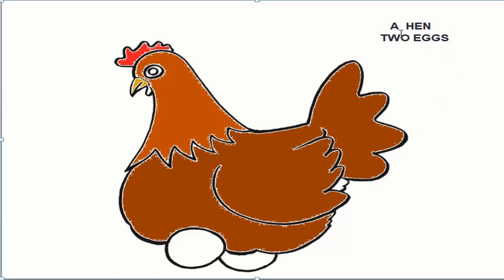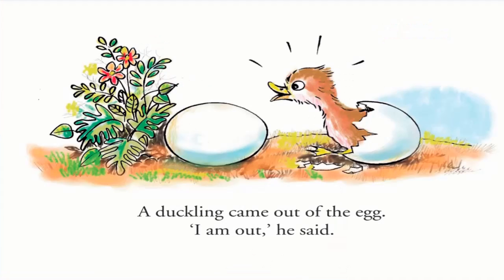Children, all of you read: a hen. A hen. 2 eggs. One more time. All of you read: a hen. 2 eggs. In this picture, we can see a hen and 2 eggs. Then tell me, who will come out of these eggs? Who will come? Just wait and see. Look, who has come out of the egg? Yes, duckling. Have you seen our duckling?